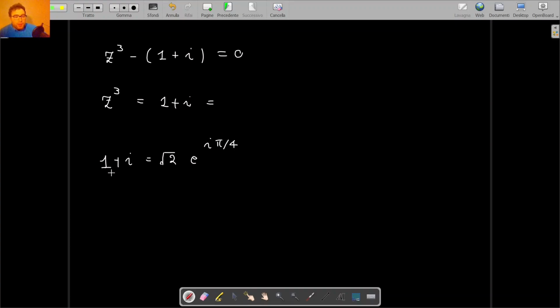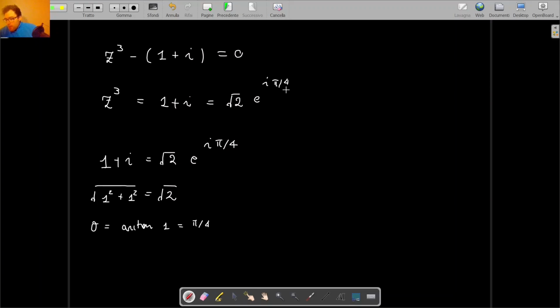This is easily seen because the modulus of this number is the square root of 1 squared plus 1 squared, since the imaginary part of 1 times i is again 1, which is 2 under the square root. And then theta is equal to the arctangent of 1, which is pi over 4. And this is our complex number in its exponential form, modulus and phase: e raised to i pi over 4.